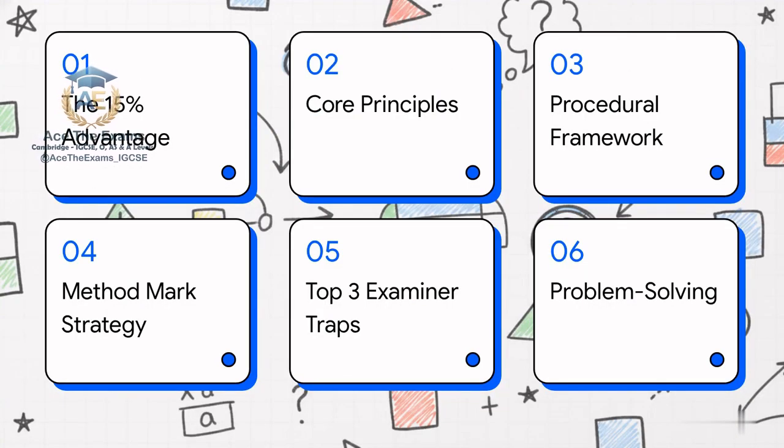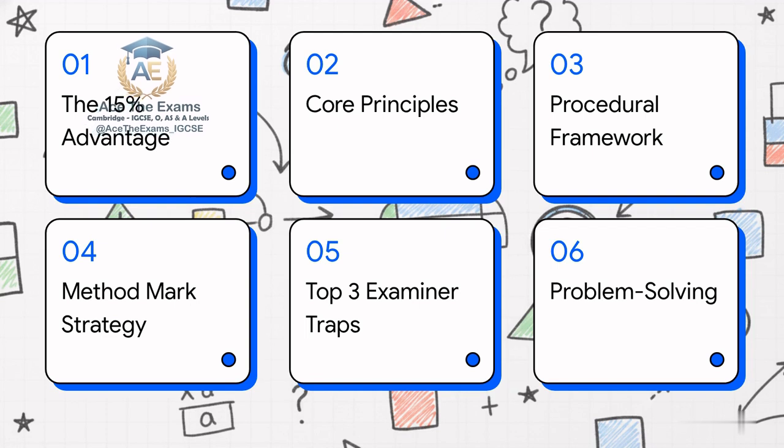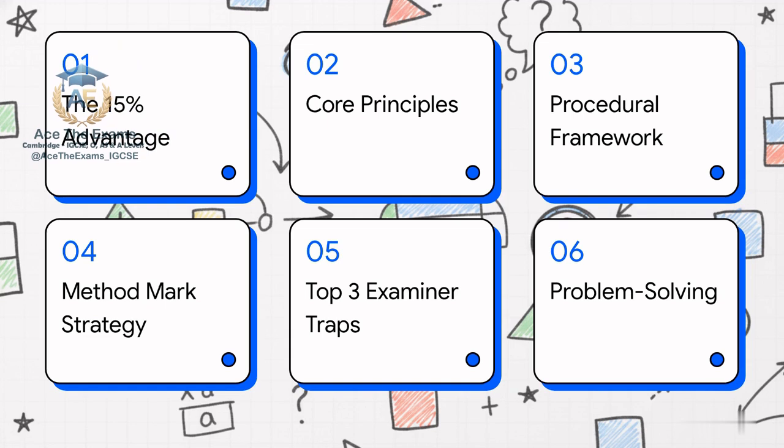Here is our production schedule for today, mapping out a direct, step-by-step route into the examiner's mind so you can secure every possible mark. First, we'll dive deeper into the 15% advantage and why this specific topic is so critical. Second, we'll cover the core principles of objective mastery. Third, we are going to reveal the exact procedural framework you need. This is where we bring in some serious structural secrets.